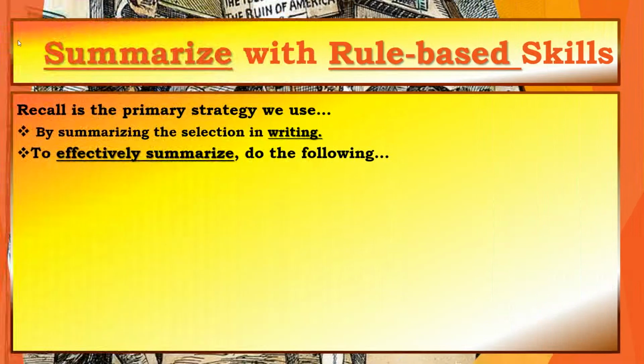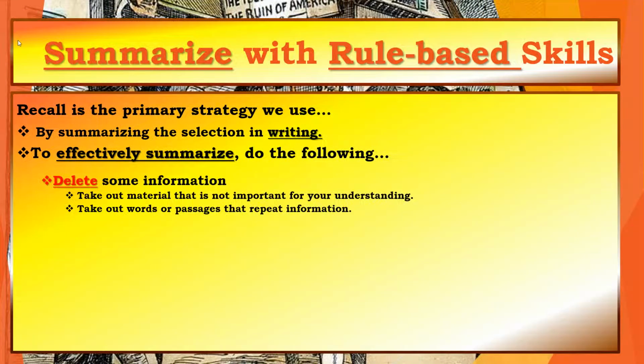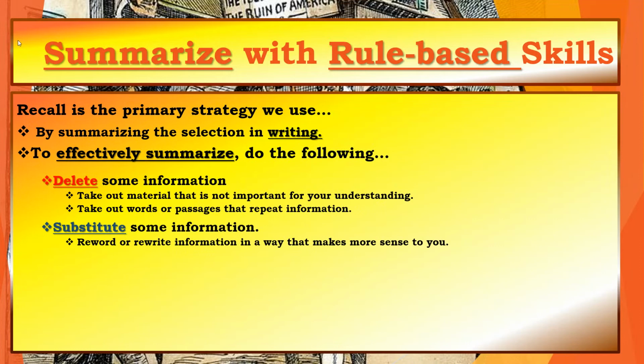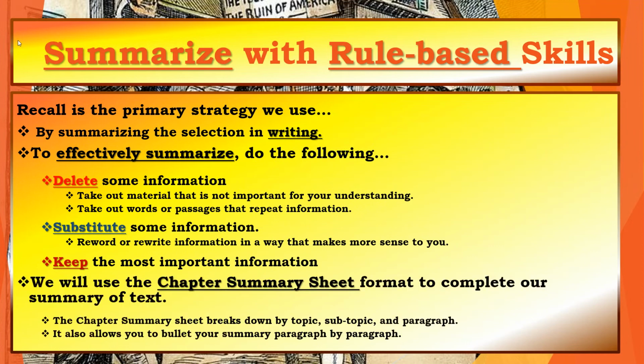Let's keep in mind our summarizing with rules-based skills. We're going to effectively summarize by doing the following: delete some information, substitute information, change things around and make it easier to understand, and keep the most important information. I'm not going to spend a long time on this slide because we really went over this well on the last presentation. We're doing this with the chapter summary sheet format right now. Do keep in mind in the next unit, we're going to move on and learn how to outline. It's a different type of summary format. Some people like it better than the chapter summary sheet. I think it depends upon your preference. By the end of the year, I might give you a choice to pick one or the other, but we will learn the outlining format in the next section.